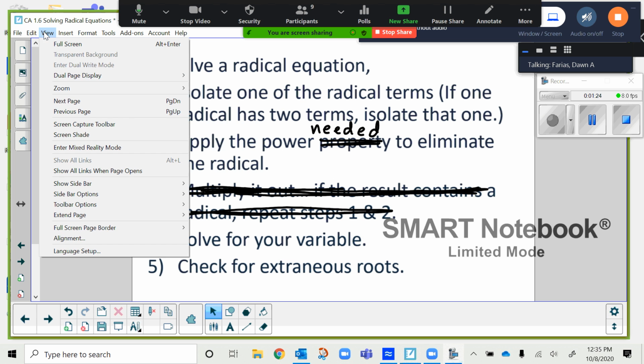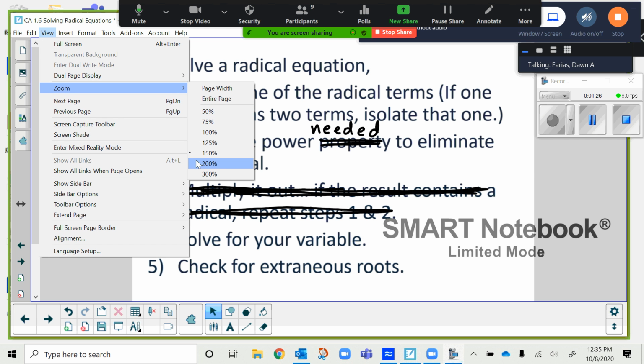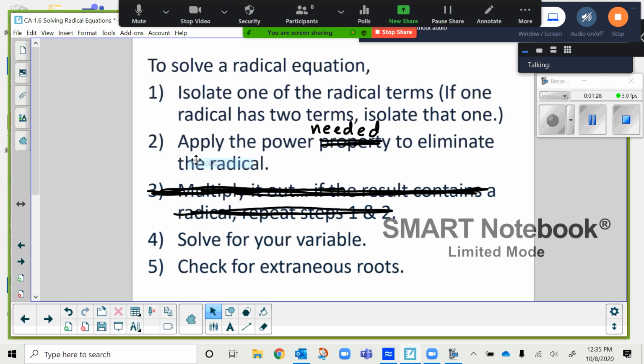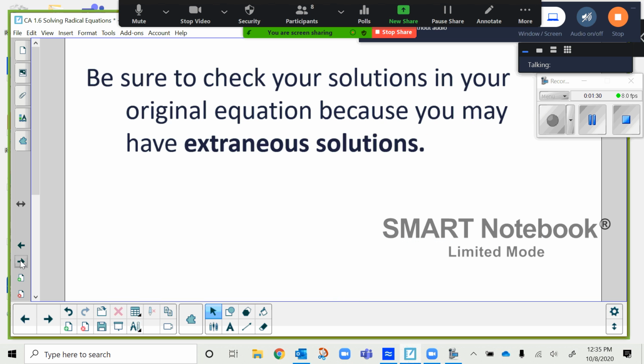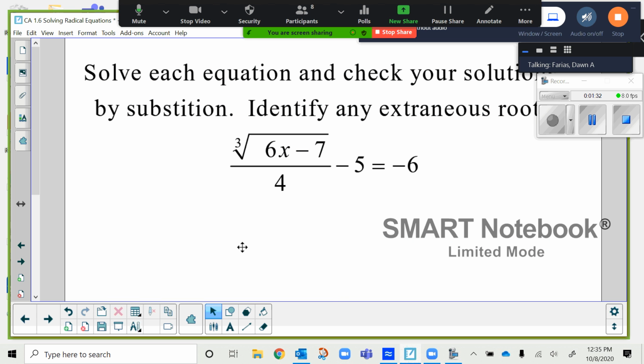All right, so let's put those steps into action. This is our first problem. Go ahead and take a second and write that down. It is the cube root of (6x minus 7) over 4, minus 5 on the outside, equals negative 6.